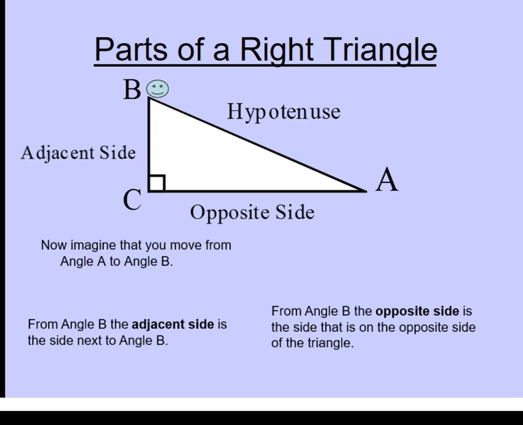I've seen students go to a tutor before and say, oh, well, your x-axis is always going to be cosine. Not necessarily. It depends on how the triangle is drawn. So keep this in mind. It will help you out.